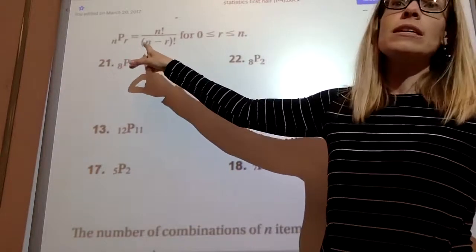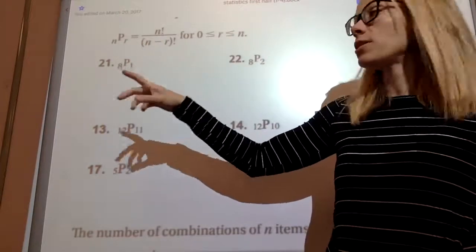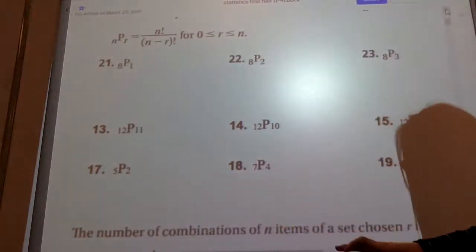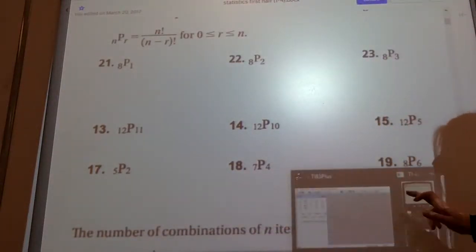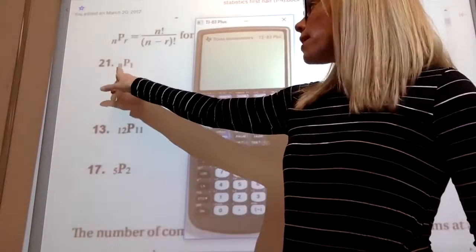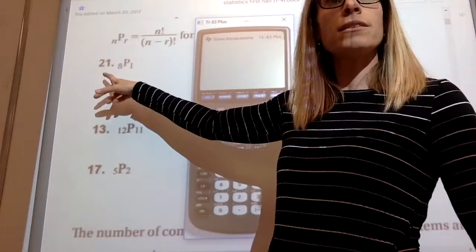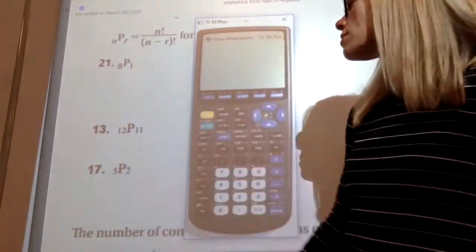But I even have an easier way. You actually have a permutation and combination button on your calculator. So I'm going to show you how to use those. So on your calculator, to do 8P1, this means how many ways can you pick one of the 8. That's what it means for permutations.